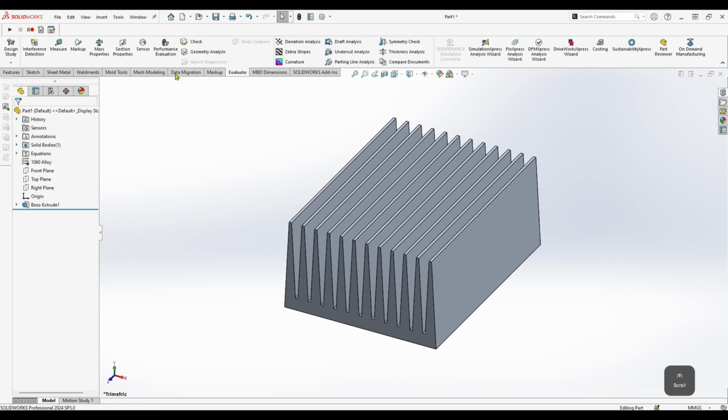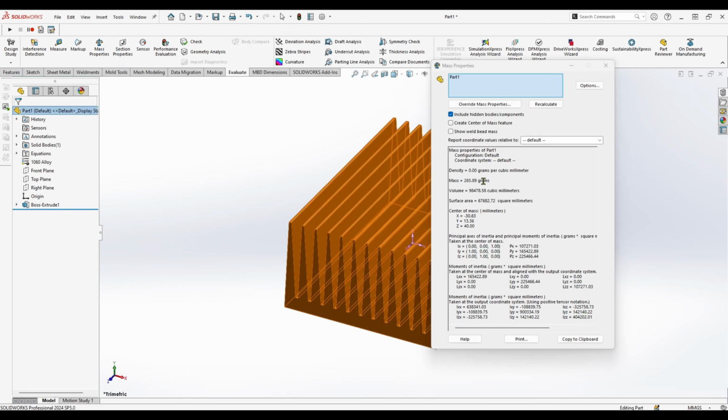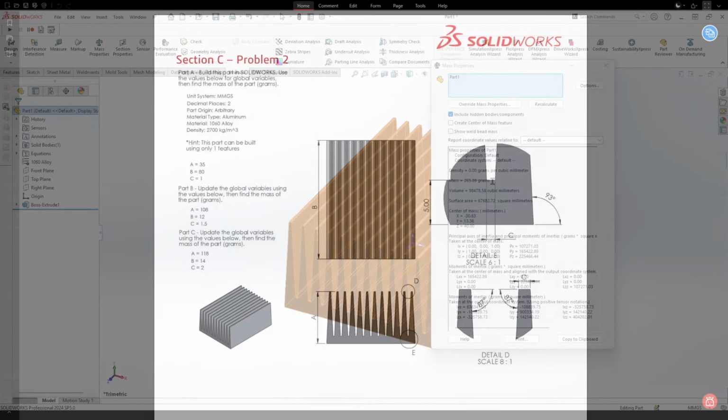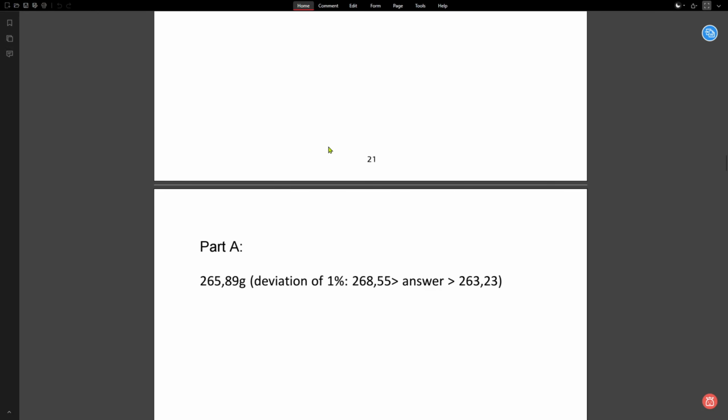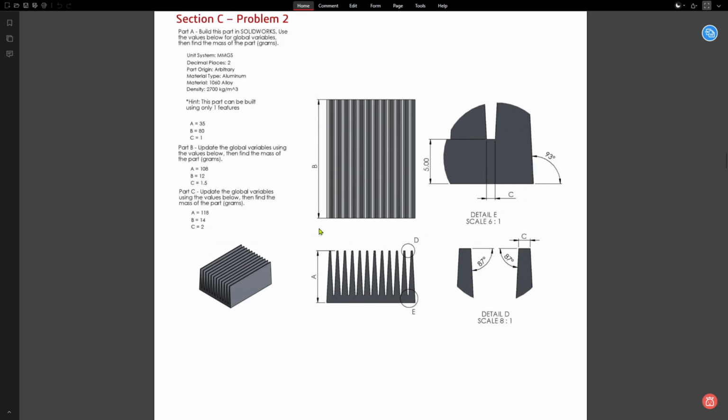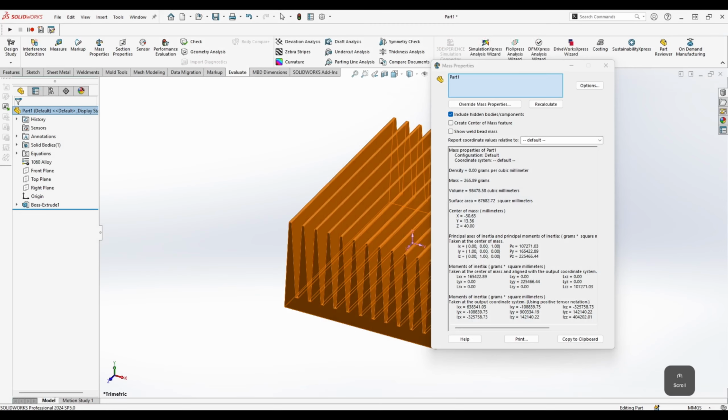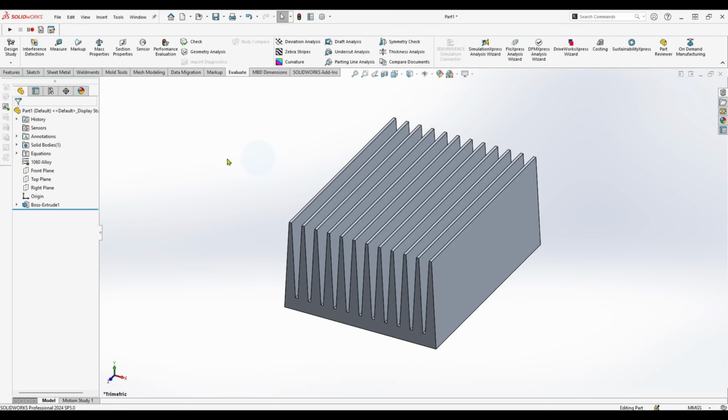So head over to the evaluate tab, mass properties. We get a mass of 265.89 grams. So checking our answer, 265.89 grams. So part A, correct. Let's go back and update our global variables for parts B and C.